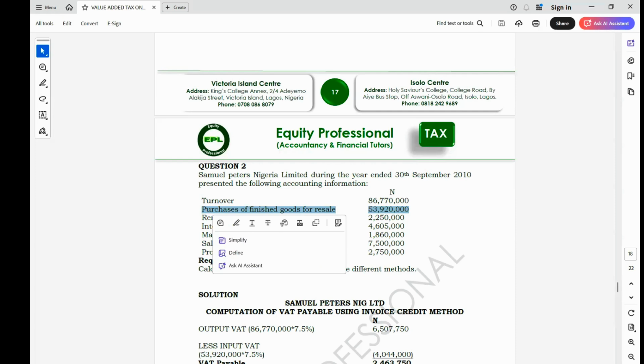We are also not told whether it is VAT inclusive or exclusive. So we assume VAT exclusive, which is 7.5% multiplied by the value of the purchases. We have 53,920,000 multiplied by 7.5%. So that will give us how much? 4,044,000.